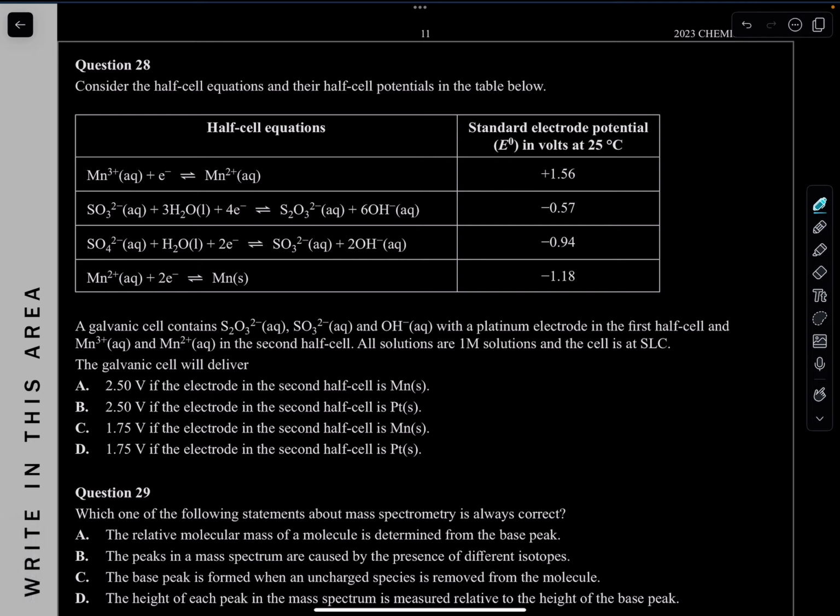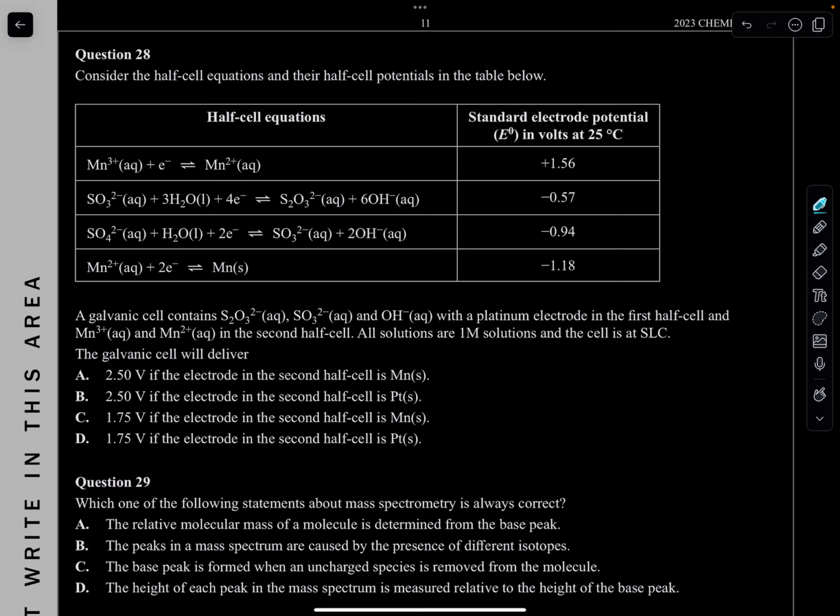Consider the fuel half cell equations and their half cell potentials in the table below. A galvanic cell contains SO3 2- and OH- with a platinum electrode in the first half cell, and Mn3+ aqueous and Mn2+ aqueous in the second half cell. All solutions are one molar solutions and the cell is at SLC. The galvanic cell will deliver 2.5 volts if the electrode in the second half cell is MnS, 2.5 volts if the electrode in the second is platinum, or 1.57 volts if the electrode in the second is Mn.